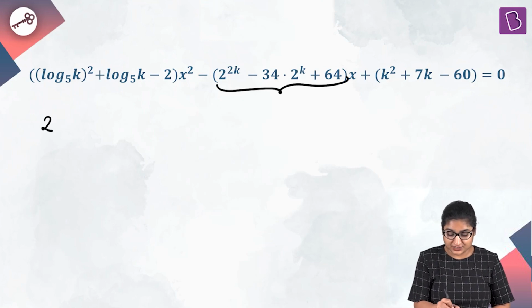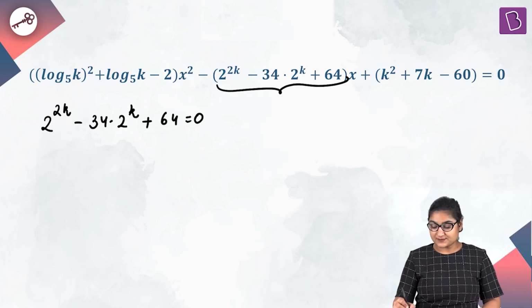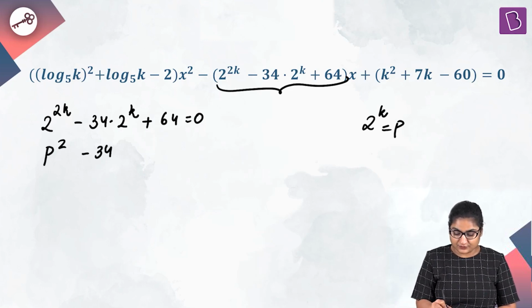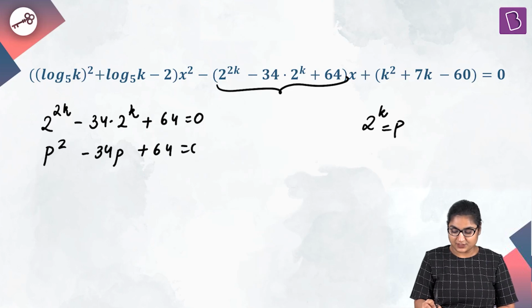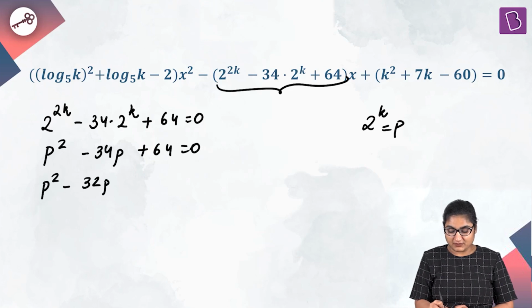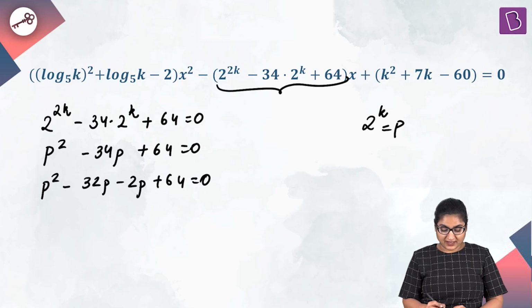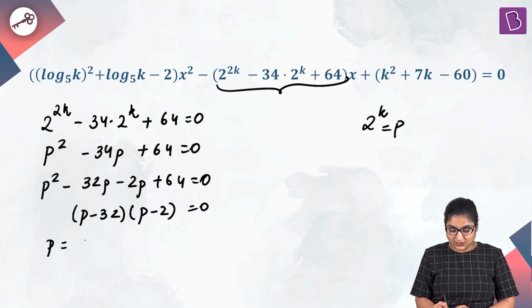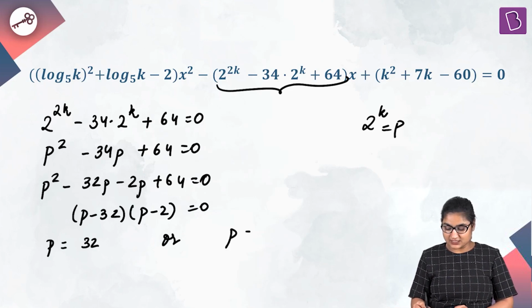Now let's talk about the second equation where the coefficient of x is 0. So we have 2^(2k) − 34 · 2^k + 64 = 0. So if I substitute 2^k as p, I get p² − 34p + 64 = 0. If I split the middle term, I get p² − 32p − 2p + 64 = 0. So, what are the factors that we are going to get? (p − 32)(p − 2) = 0. So, we get p is equal to 32 or p is equal to 2.